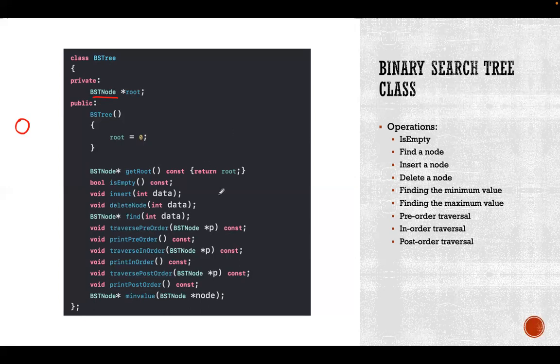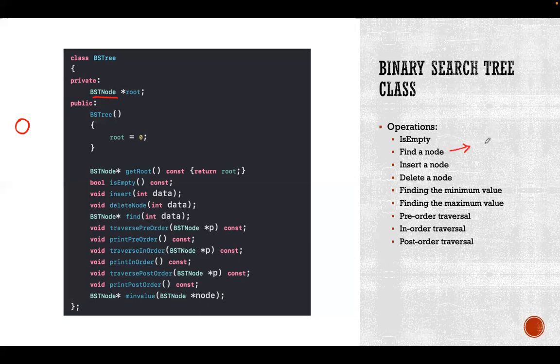Now in the binary search tree, we're going to list all the operations, and we have to figure out, when we're going to implement a data structure, what operations a binary search tree should have. This is a very basic operation: we can find out whether the binary search tree is empty or not. If a binary search tree doesn't have any value, that means it's an empty binary search tree.